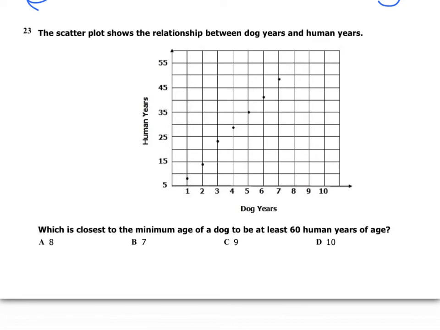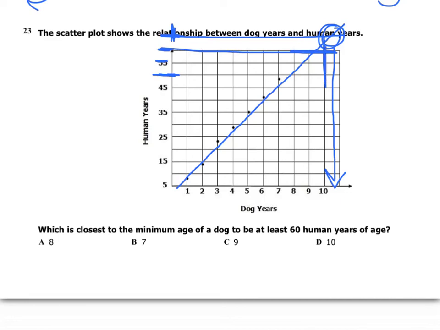Oh, weird. Okay. Well, where would 60 be? It would be way up here, wouldn't it? So I'm going to draw a best fit line, and this is where we're crossing here. So here's 55. This would be 50, so this would be 60 right here. Sorry about that. Right there, which is right at 10.